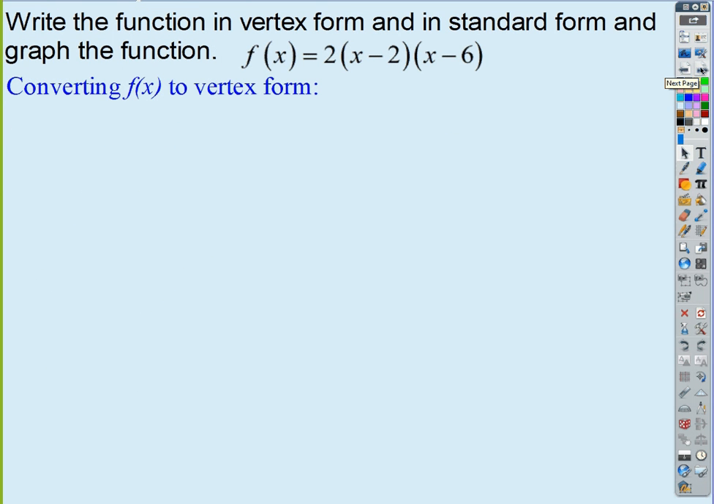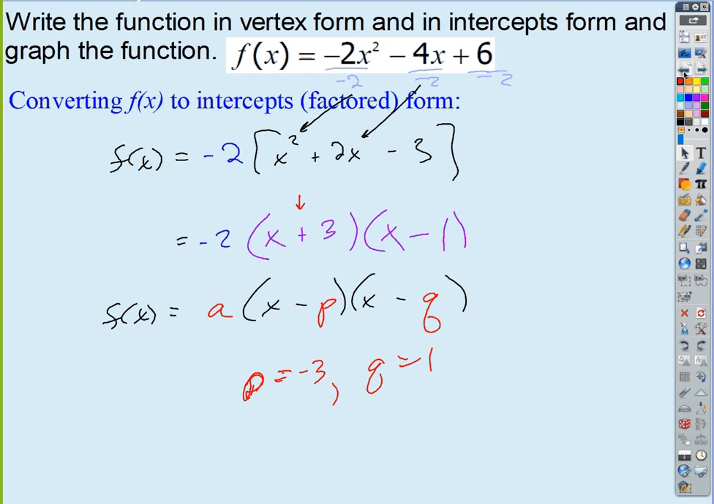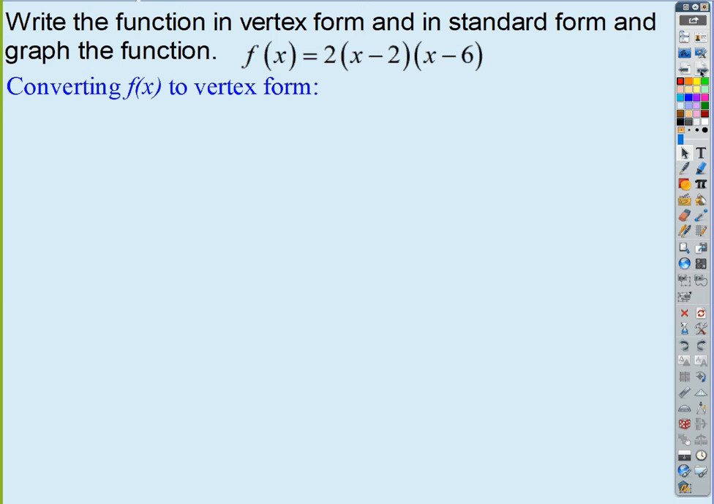All right, what about this? The last example, we started in standard form, and we converted to both factored form and vertex form. Now let's take a different route. This time, let's start in factored form, and let's convert to vertex form and to standard form. You see if you can remember here.